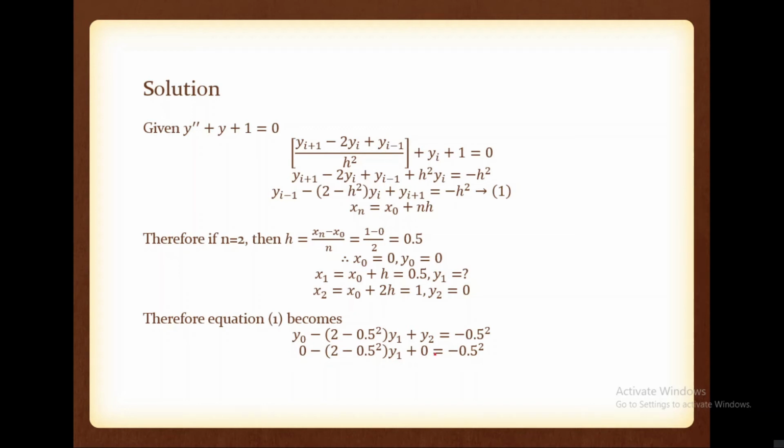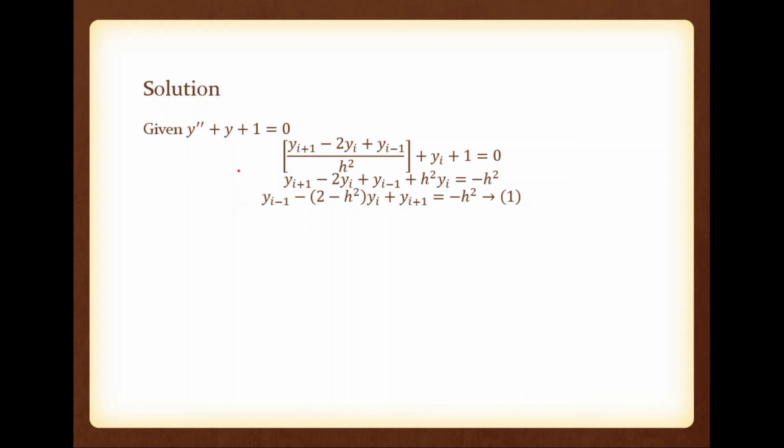We can remove 0 and 0. Now what is this term? Minus of 2 minus 0.25. 2 minus 0.25 is 1.75. Now the minus sign is there. So this is minus 1.75 y1 equal to minus 0.25. So y1 is equal to 0.25 divided by 1.75, which is nothing but 1 by 7. 1 by 7 is equal to 0.1428.